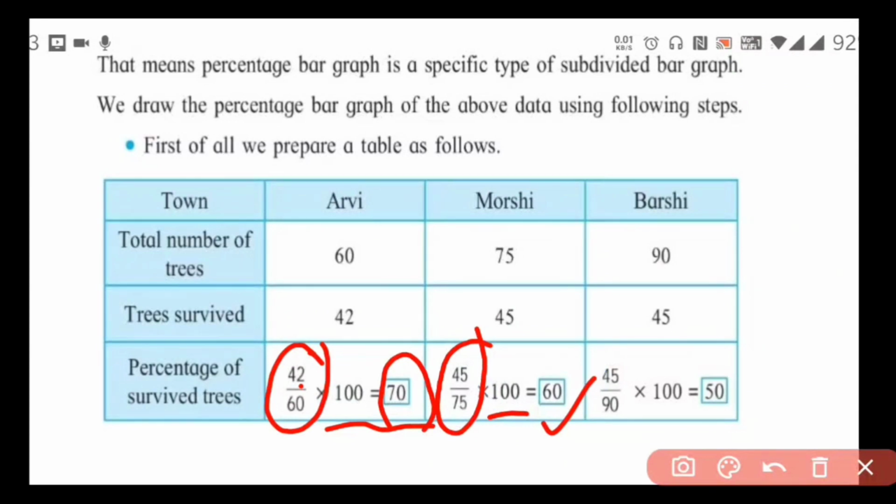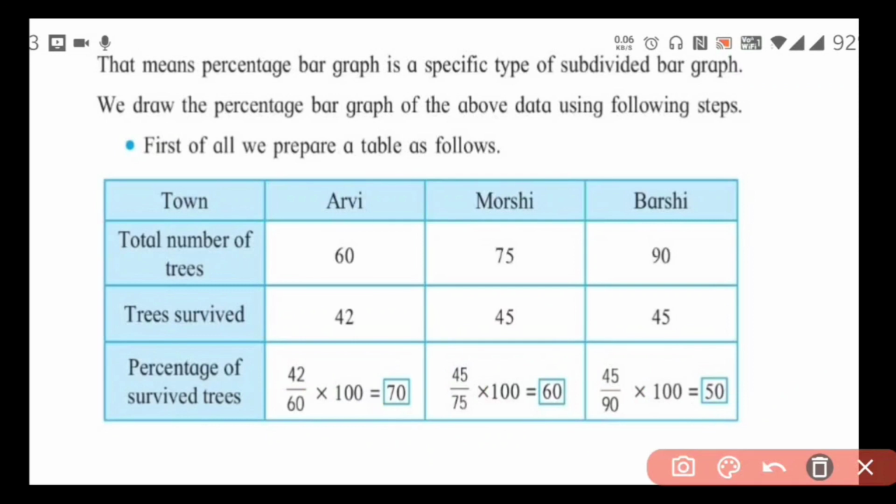Similarly, in Barshi also, 45 trees survived out of 90. They planted 90 trees and only 45 have survived. So, for finding the percentage of survived trees, what do we have to do? 45 divided by 90 multiplied by 100, and in this way we get the answer as 50%. So, first we have to find the percentage. And after finding the percentage, we have to draw a subdivided percentage bar graph. Okay. So, let us see.